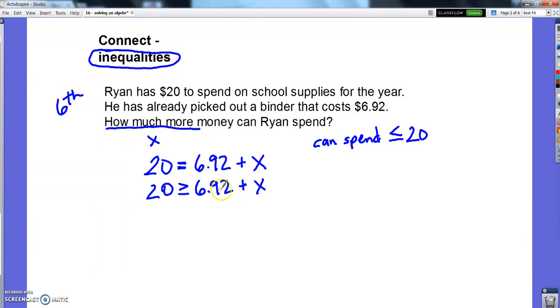Because it's fine as long as what he spends is less than $20. This side is less than $20. That's fine. If he spends $1, no problem. If he spends $2, no problem. As long as he's less than 20, he's okay. He doesn't have to spend exactly 20. And then remember, we used the exact same strategies we used before to find the variable. We said, okay, x has $6.92 being added to it, so the inverse operation is to subtract $6.92 from it.